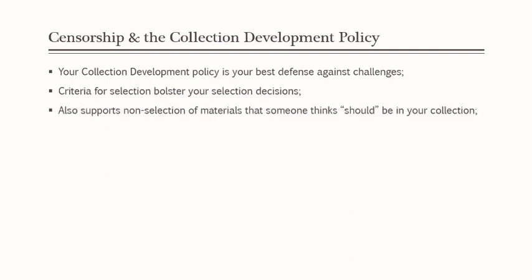Your criteria also supports non-selection of materials that someone might think should be in your collection. For instance, Holocaust denial materials. And how you write your policy, you'll see good examples. Things that constitute hate speech are not accepted. Things that constitute propaganda are not selected. Now, how do we define hate speech? How do we define propaganda? Sufficiently vague, open to interpretation.